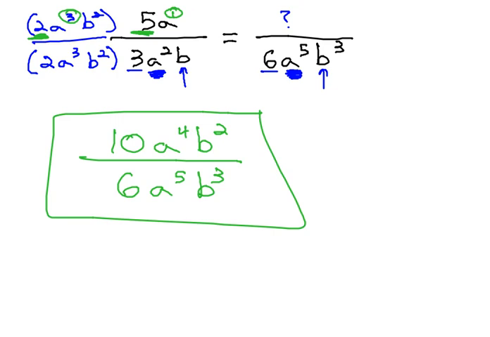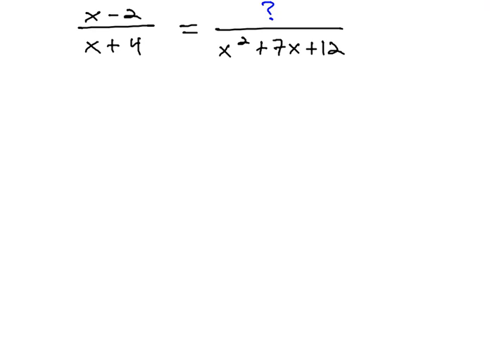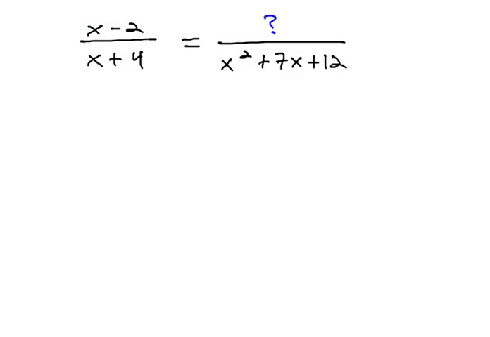We can follow much the same process of multiplying by missing factors with polynomials of many terms. The only catch with a problem like this is that to multiply by missing factors, we need to know what factors we're dealing with. If we have x minus 2 over x plus 4 equals something over x squared plus 7x plus 12, we need to know what factors are in that x squared plus 7x plus 12, so we know what's missing. Using the AC method, we want numbers that multiply to 12 and add to 7, which we can tell is 4 times 3, and 4 plus 3.